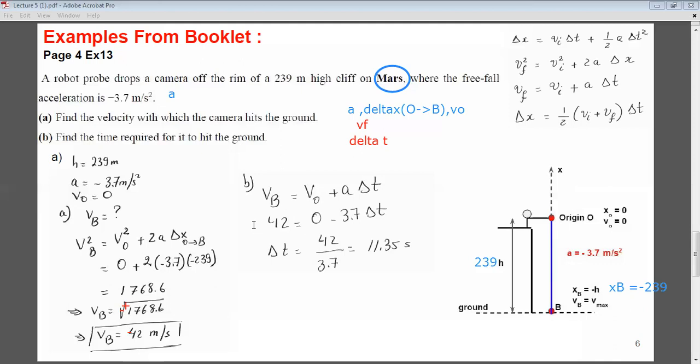Yeah, so VB will be minus 42 equals 0 minus 3.7 delta T, implies delta T will be minus 42 divided by minus 3.7. It will be 11.35 seconds. Okay.